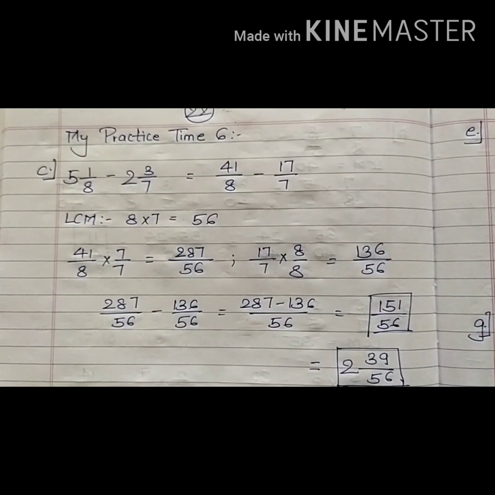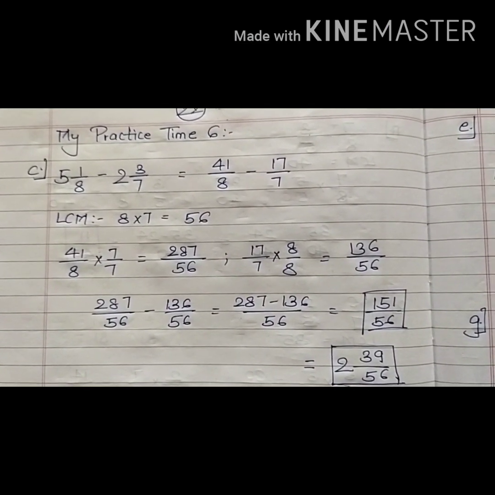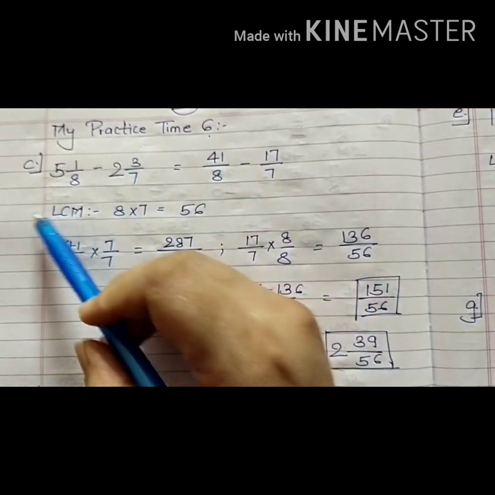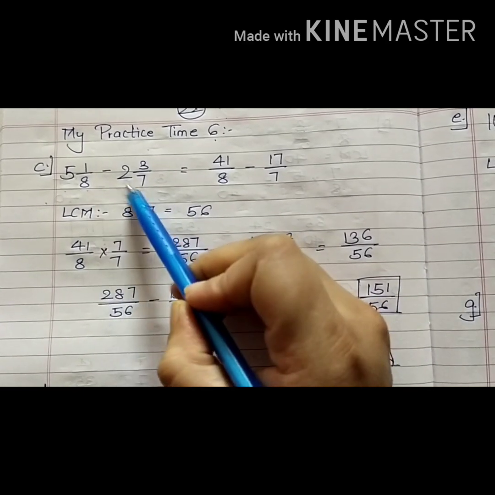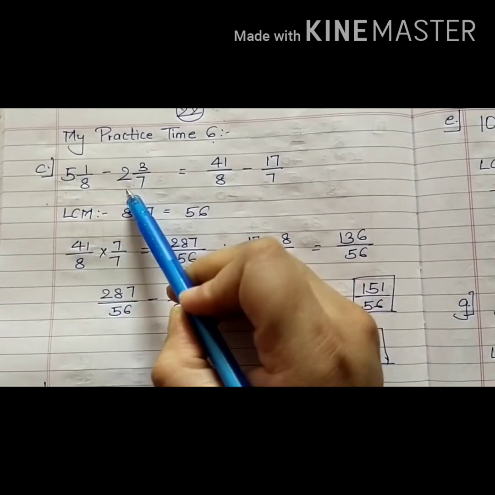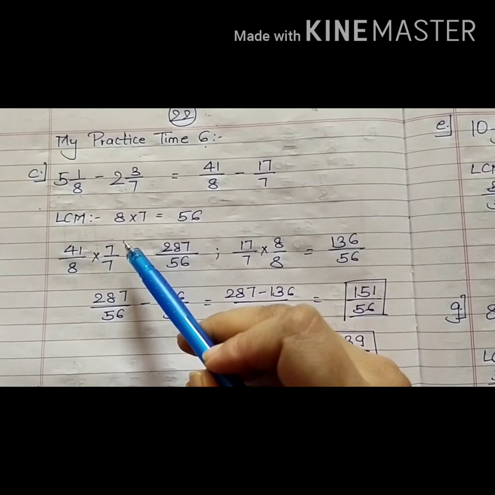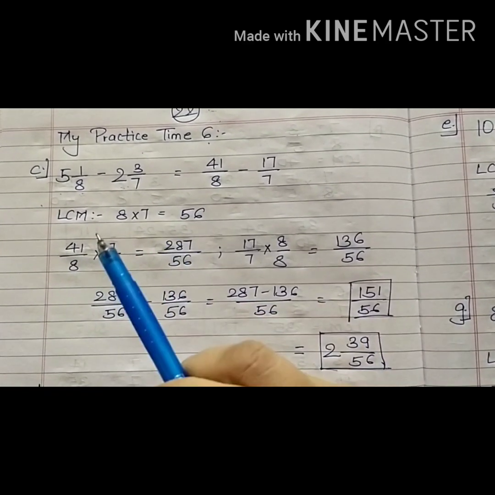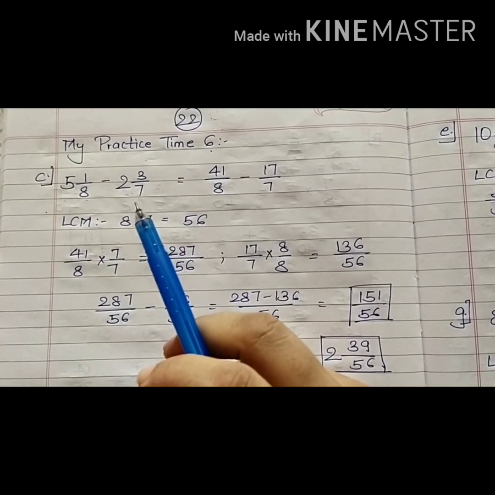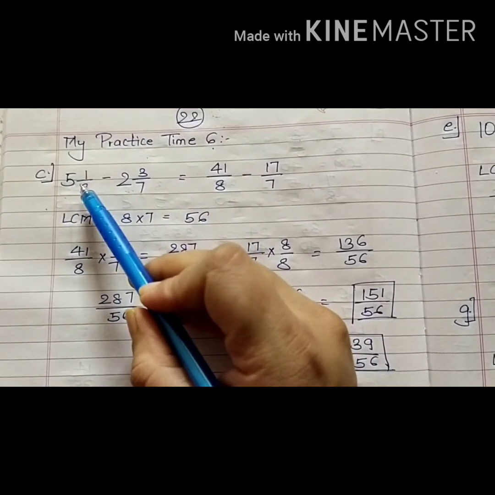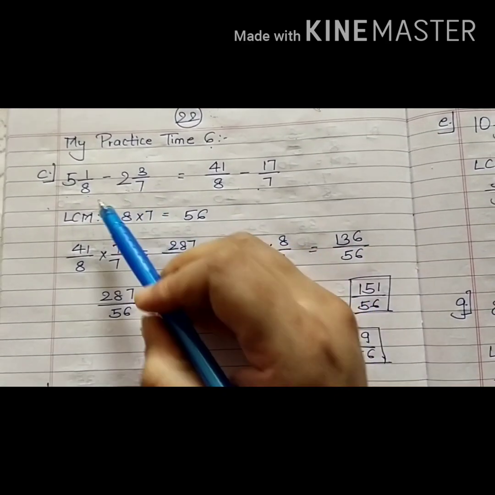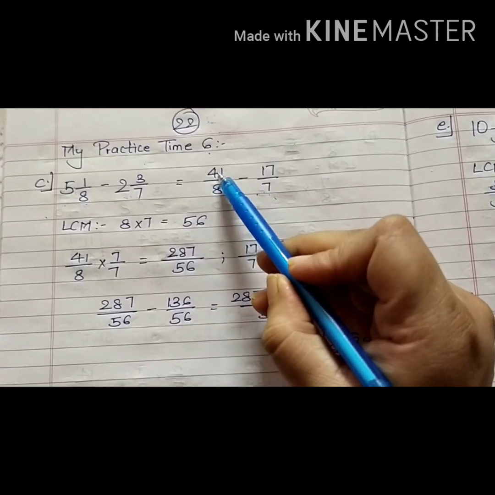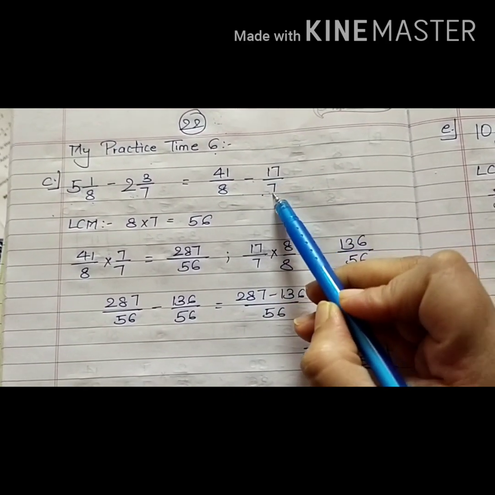Now children, we will learn subtraction of mixed fractions. I'll be explaining the example from my Practice Time 6, C1. You can see that I have two mixed fractions. Please note, children, unlike addition of fractions, we do not have two methods for subtraction of fractions. We will be taking only one method, the second method, converting the mixed fractions into improper fractions. First I convert both mixed fractions into improper fractions. I get the answer as 41 upon 8 minus 17 upon 7.